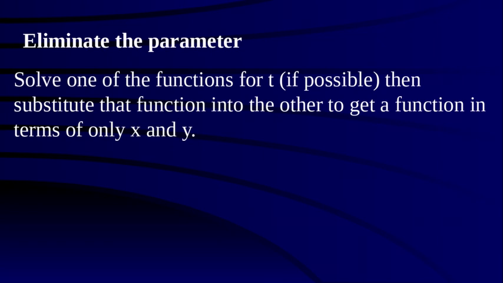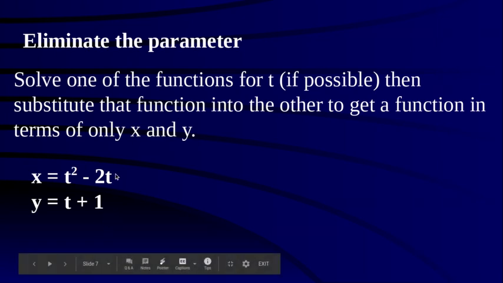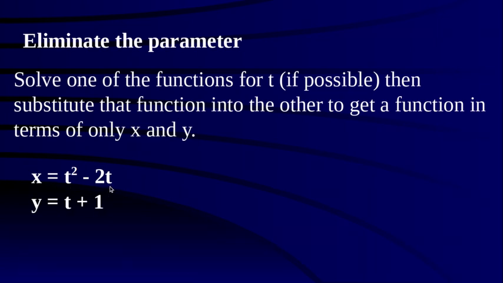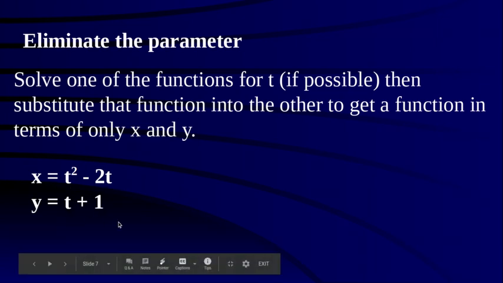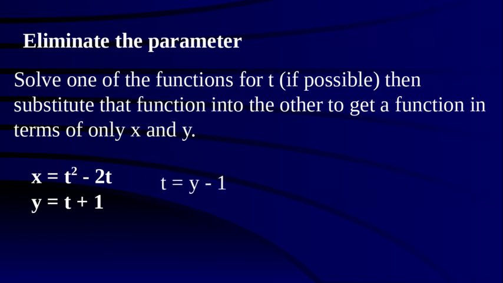So if we look at the last example that we just did, which we already know what the graph of it is, it's that sideways parabola. We had our two functions, x equals t squared minus 2t and y equals t plus 1. So we'd have to solve one of these for t, and the only one we can do that for is the second one, because the first one we have a t squared and t. We can't get t by itself, but here we can. So we get t by itself by subtracting the 1 over, so t equals y minus 1.